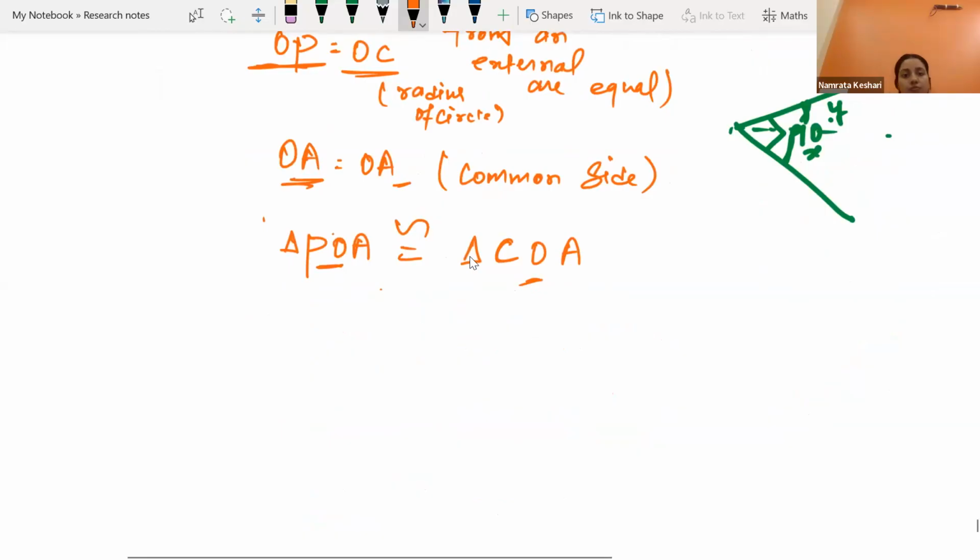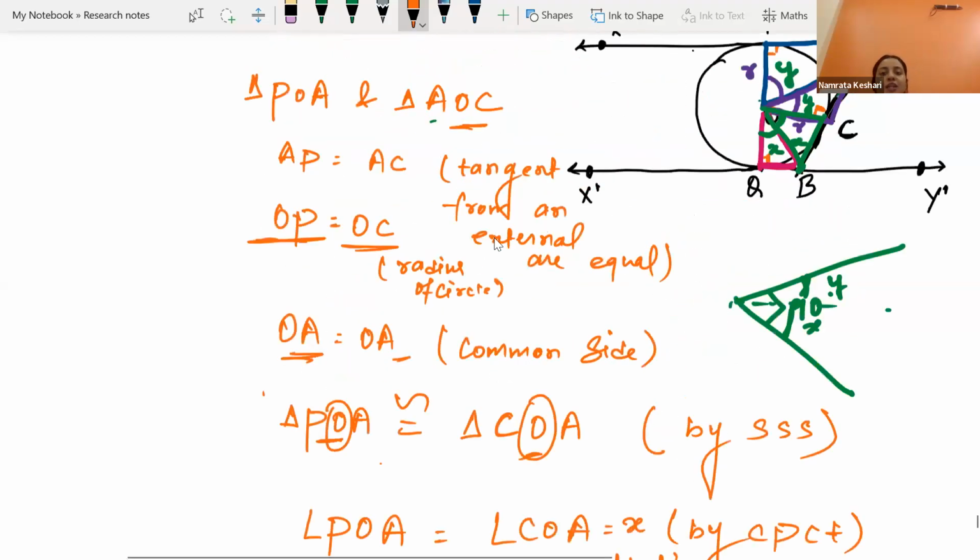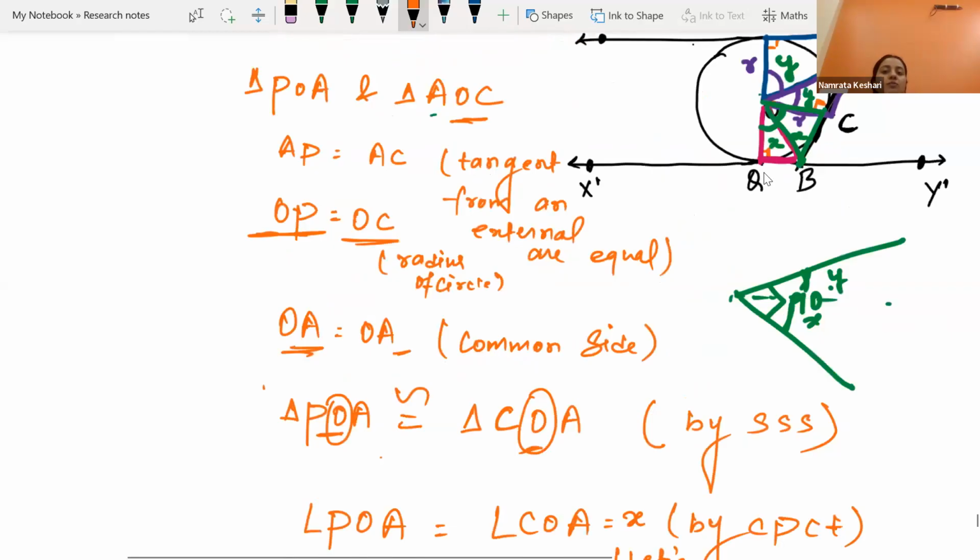Let's write it here. Please write which congruency criteria we have used: side-side-side. Now we'll say angle O over here, by CPCT, of course. You can say that these two are X. Similarly, we'll write that QOB and this COB, these two will be the same.